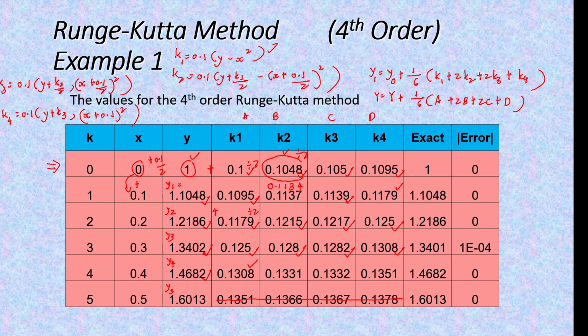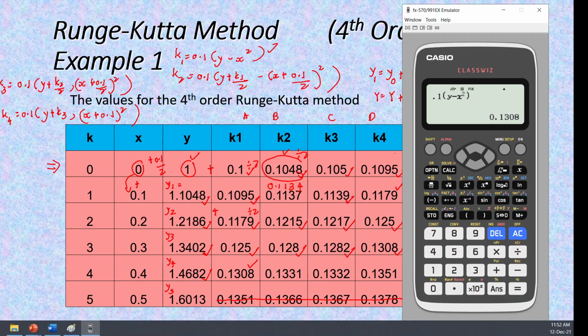And then calculate K2. K2 is y4 plus K1 divided by 2. So 1.4682 plus K1, 0.1308 divided by 2. X is actually 0.4 plus h, which is 0.1, divided by 2. So 0.45. So you get 0.1331.